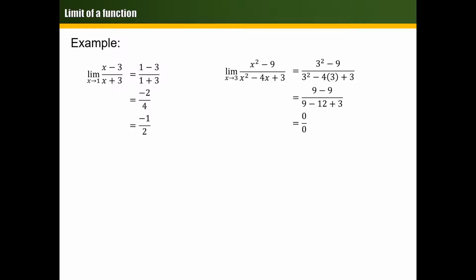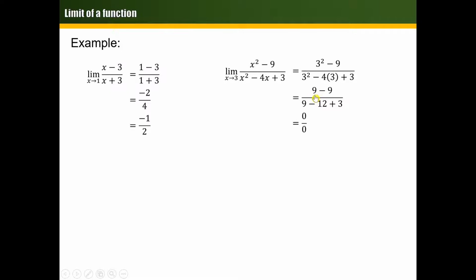How about this one? On this example, we have this time x squared minus 9 over x squared minus 4x plus 3, and we want to take its limit as x approaches 3. Now, let's observe what happens when we evaluate the value of the function when x is equal to 3. So, substitute natin yung x ng 3 and get the following. 3 squared minus 9. Yung x squared doon, naging 3 squared. Okay, minus 4 times 3 plus 3.